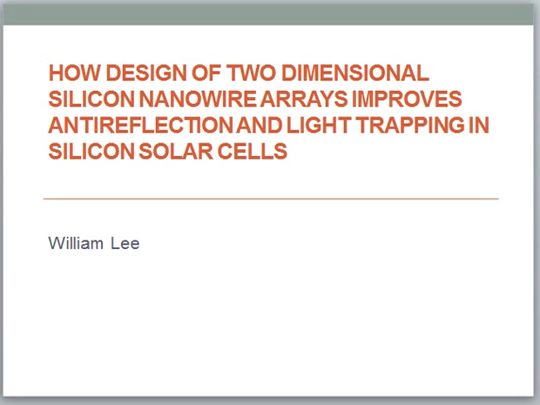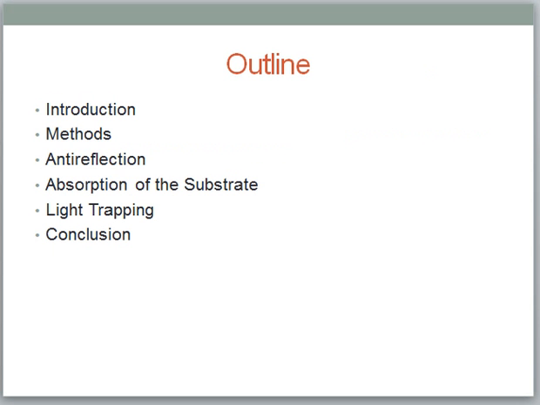Today, I'll be talking about how design of two-dimensional silicon nanowire arrays improves anti-reflection and light trapping in silicon solar cells. I'll go over the introduction, methods, anti-reflection, absorption of the substrate, light trapping, and conclusion.